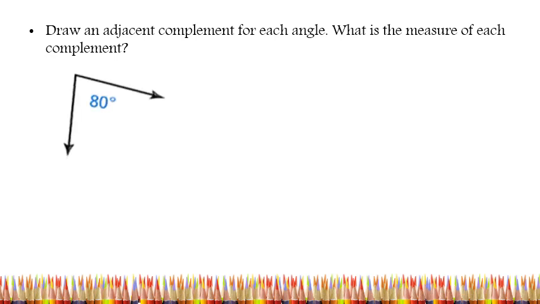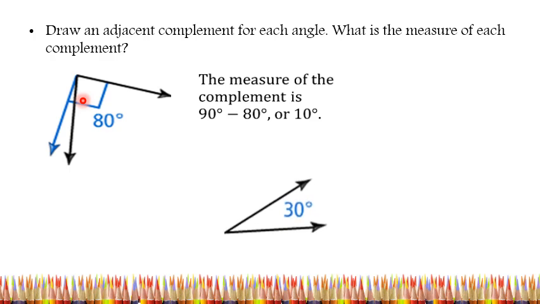If I want to draw an adjacent complement for each angle, let's see. Here is an 80 degree angle. To form a complement, I have to draw a 10 degree angle such that together they form a 90 degree angle. So I have to put my set square here, and on the other edge I have to draw a semiline or ray, so that these angles together form 90 degrees. So what's the complement of 80? It's 10.